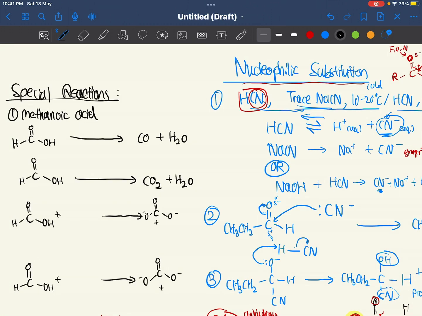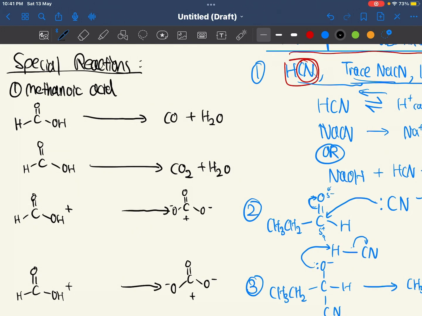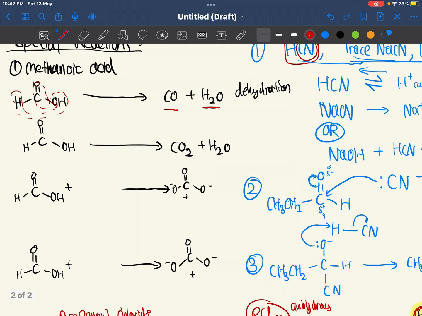So over here, when we're looking at our special reactions, the first compound that we focus on is called methanoic acid. The first reaction here is called a dehydration reaction, which is the removal of a water molecule. What actually happens is that CO will form, and H2O will form from here. So it gives carbon monoxide and a water molecule. The second one is an oxidation reaction with the reagent condition concentrated sulfuric acid.